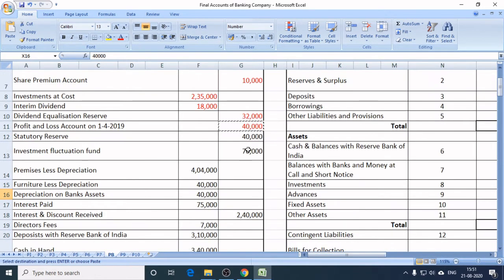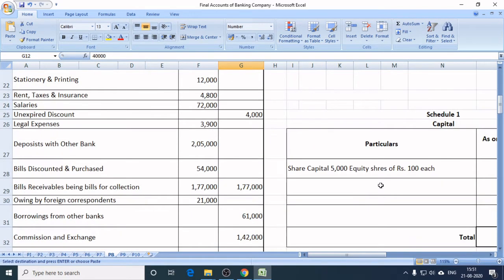Now next in the problem is statutory reserve. Now we all know that it is mandatory for every banking company incorporated in India to transfer at least 25% of its current year profit to statutory reserve before declaring any dividend. It is necessary. It is statutory for every banking company incorporated in India.